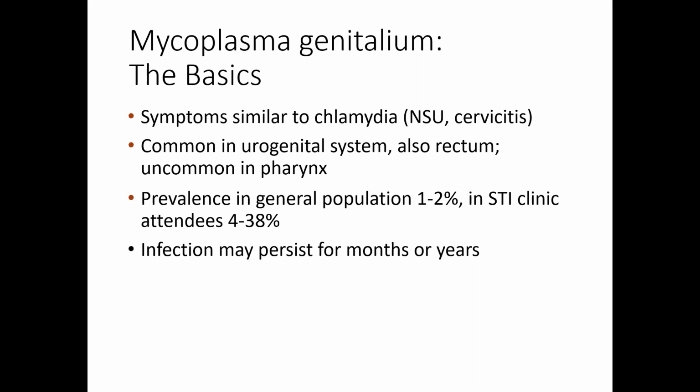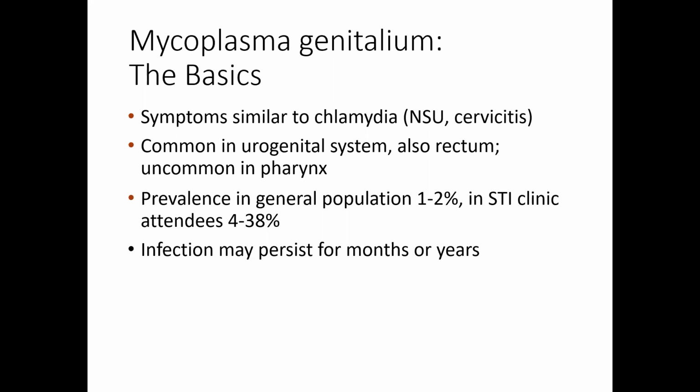Again, it is common in the urogenital system. It is also found in the rectum. It is very uncommon in the pharynx. Prevalence in the general population ranges from 1% to 2% in studies. And in studies in STI clinics, the range is very broad, with some studies showing up to a third of patients infected with Mycoplasma genitalium.